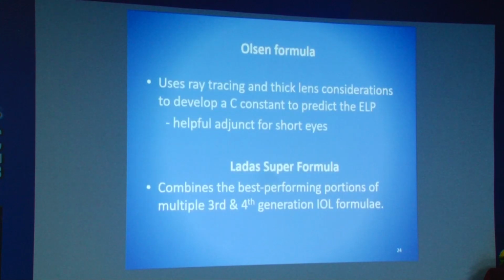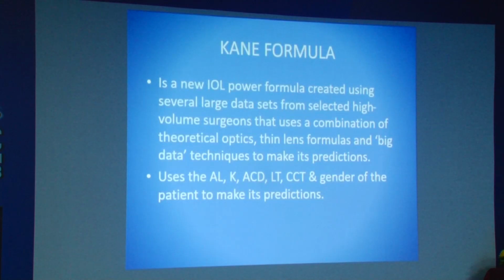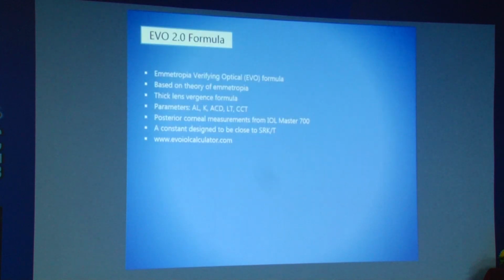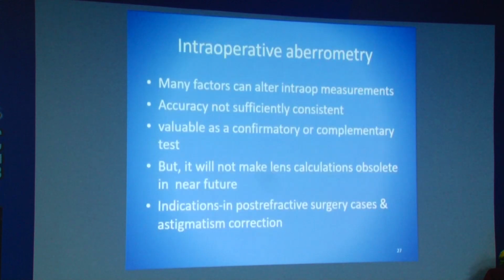Olsen uses ray tracing. The Hill-Wang super formula intelligently combines the best performing portions of multiple third and fourth generation IOL formulas. The Kane formula uses axial length, keratometry, anterior chamber depth, lens thickness, CCT, and also the gender of the patient to make its predictions. The EVO 2.0 formula is a thick lens version formula, and it also uses these parameters, and it is also being quoted hugely in the current literature.